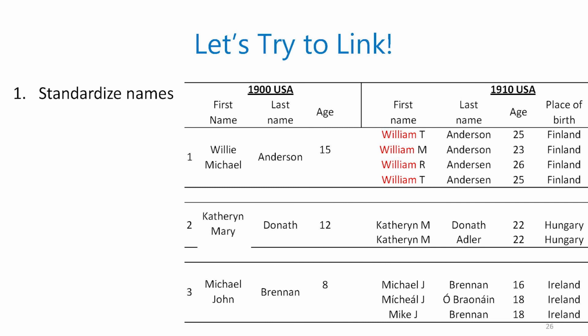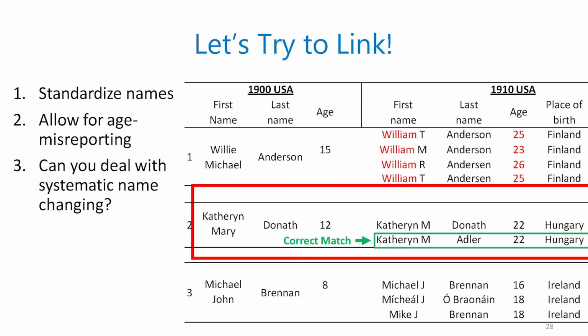So the first thing we need to do is we need to standardize the names, right? So Willie, Bill, William, and William all become William. Then we need to allow for age misreporting, right? So he's 15, in theory he should be 25, right? But that could be within certain age bands, right? And then we have systematic name changing that we need to worry about, right? So Catron Donath should match here, is what someone was saying, but actually she got married, right? And I know this because I have her oral history, and so that's why I know this is actually the correct match. And so we can't actually follow her because she changed her last name.